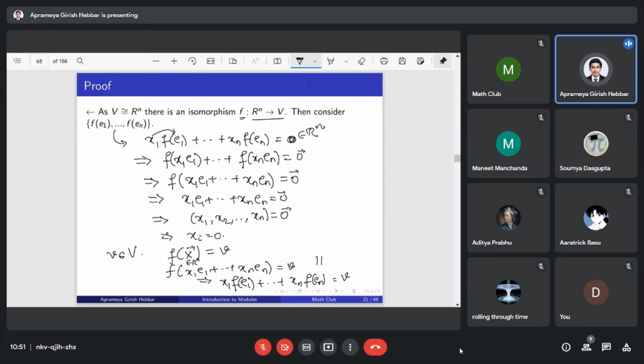So this would prove that R f of e1 plus up to R f of en is actually V. So this set generates V, as well as it is linearly independent and it is finite. So V is a free module since V has a finite basis set. So this proves the theorem. Now we have characterized all free modules, that is all modules which have a finite basis set.